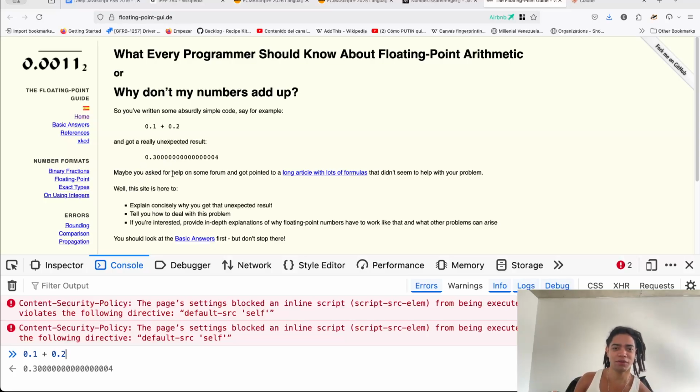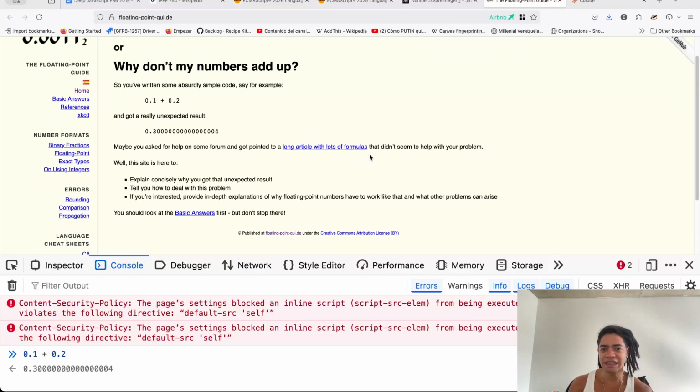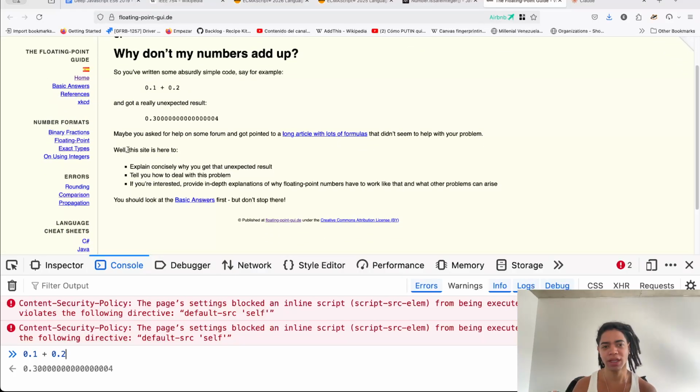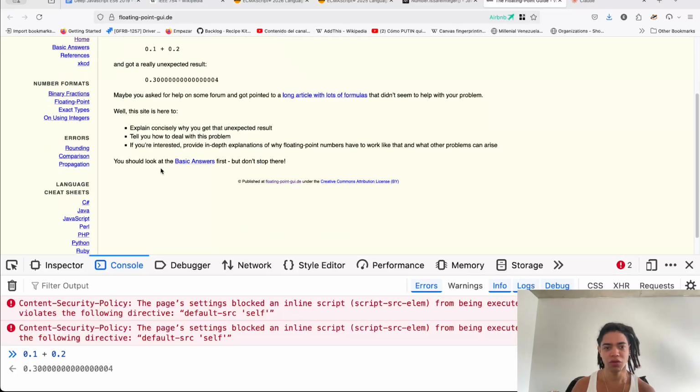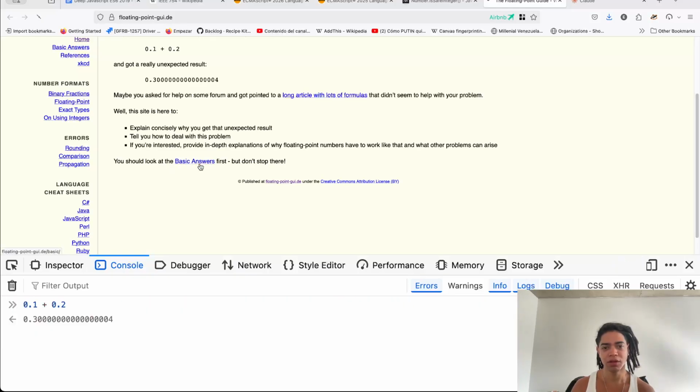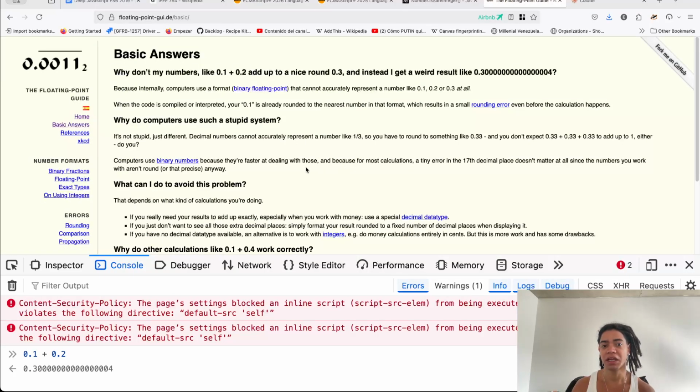Maybe you asked for help on some forums and got pointed to a long article with a lot of formulas that didn't seem to help with your problem. Well, this site is here to explain why you get that unexpected result, tell you how to deal with these problems, and, if you're interested, provide an in-depth explanation of why floating point numbers have to work like that and what other problems can arise. You should look at the basic answers first, but don't stop there. Let me take a look at the basic answer, my friend.